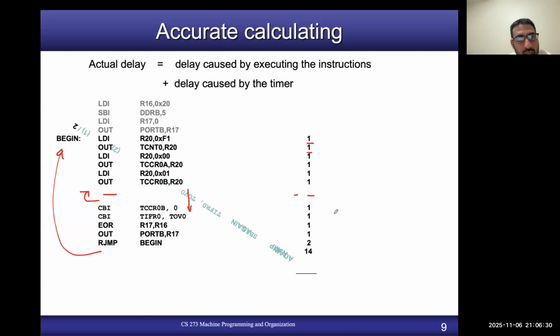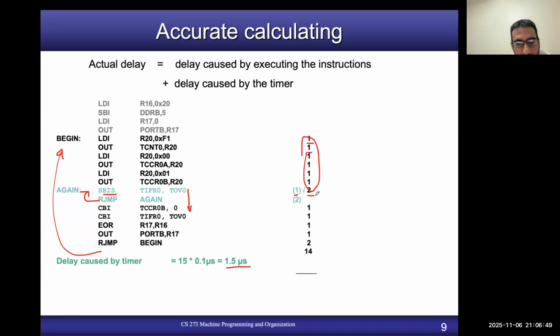So how can we calculate the total delay? This loop means that we keep monitoring the flag. So we need to take into consideration not only the delay caused by the timer, which we have already calculated as 1.5 microsecond, but also the delay because of these instructions and these instructions, right? You can do the math and you will find that it is equal to 14 cycles. If we know how many cycles are taken by each instruction, you can simply sum them. And since each cycle is 0.1 microsecond, when you multiply, you will get 1.4 microsecond.